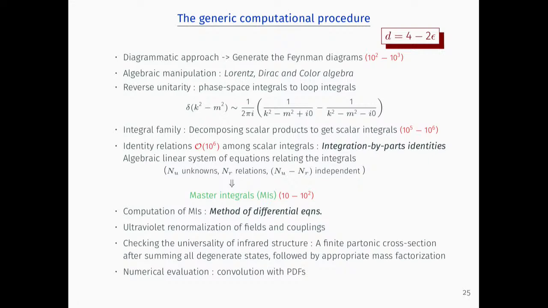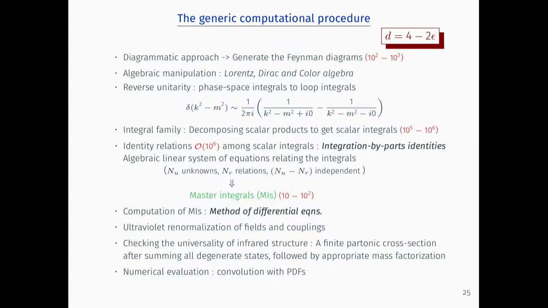And if you have phase space integrals, which we are talking about, you can use this property of the delta function, which is called reverse unitarity, to write them down in a difference of two propagator looking form. So basically, again, if you have phase space integrals, you can write them in terms of propagators. Okay. So once you have that, it is a really nice idea to write them in terms of integral families. So what are they? They are like a generalization of a diagram, and you try to incorporate as many diagrams as possible into those particular names or generalizations.